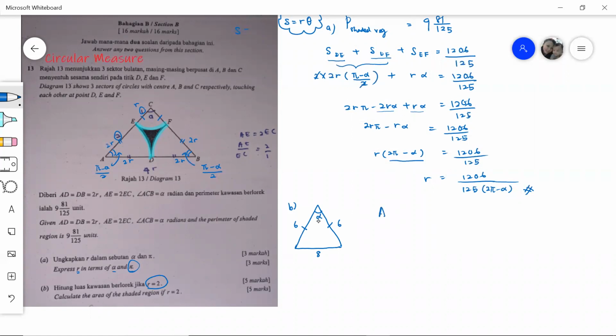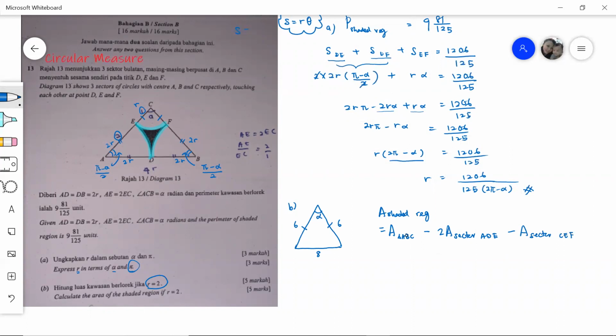Why? Because for the area of the shaded region, basically we should take the area of the triangle ABC, take away the 2 sectors and the 1 small sector. So 2 of the sector ADE and BDF, they are the same, so just times 2 here, and minus the area of the small sector, the sector of CEF.